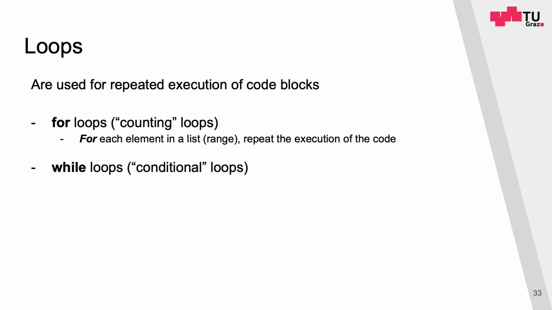The second type of loops available in Python are called while loops or conditional loops. A while loop executes the code while a given condition is true. So while a given condition is true, repeat the execution of the code.